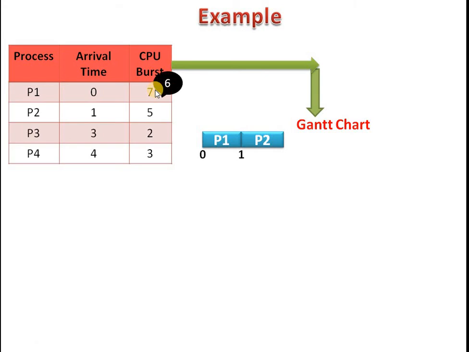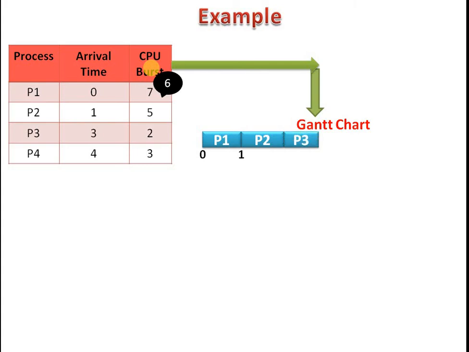So P1 will get executed for only 1 millisecond, but its total burst time is 7. So 7 minus 1, it's 6. Now P1 has 6 milliseconds burst time. Hence the process P1 is preempted and process P2 is executed.